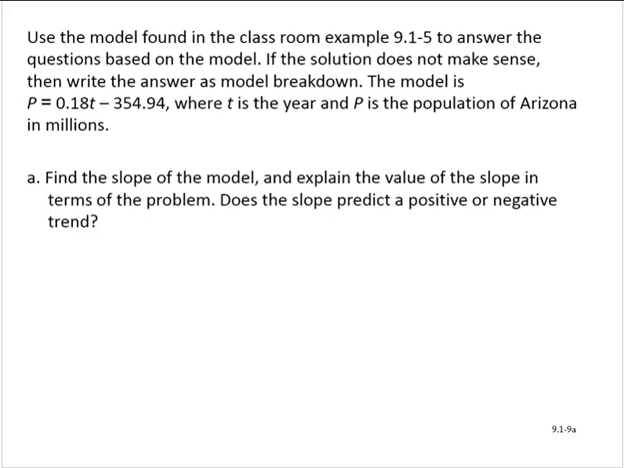Use the model found in the previous example 9.1-5 to answer the questions based on the model. If the solution does not make sense, then write the answer as a model breakdown. The model is P equals 0.18t minus 354.94, where t is the year and P is the population of Arizona in millions.